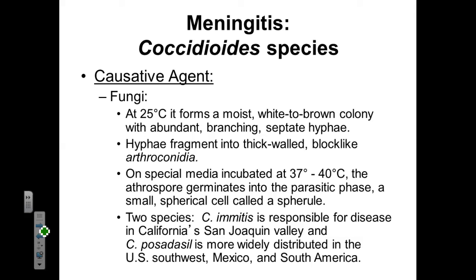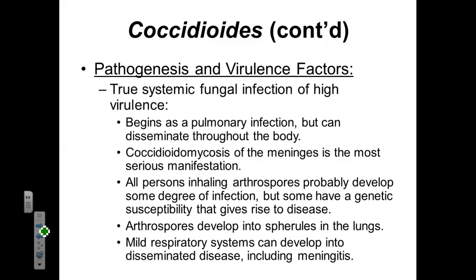There are two species in particular, Coccidioides immitis, which is responsible for the disease in the California San Joaquin Valley area, and C. posadasii, which is more widely distributed in the United States Southwest, Mexico, and South America. The true systemic fungal infection is going to have very high virulence. It starts out as a pulmonary infection, but will later disseminate throughout the body. Coccidioides of the meninges are a very serious manifestation.